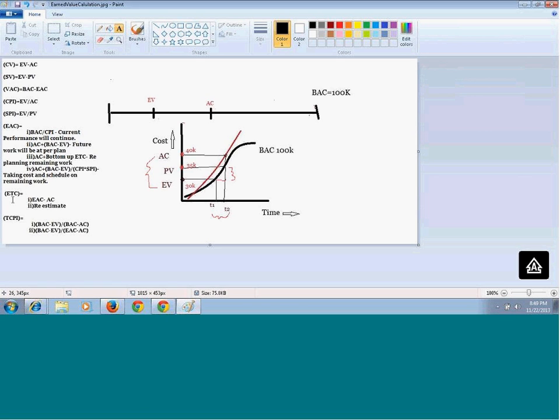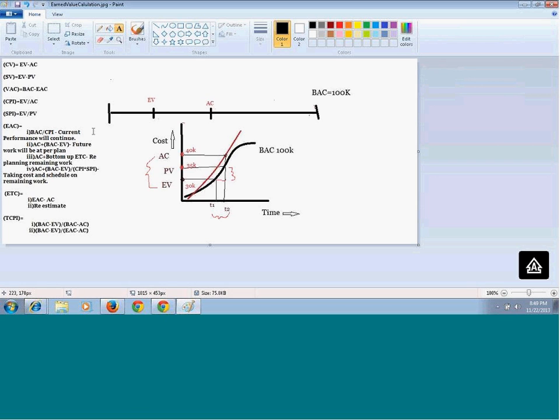Now estimate to complete. Here you are just going to forecast how much money you will require to complete the remaining work. That will give you EAC minus AC. This is a very simple formula. You just estimated before what your estimated cost at completion would be. Now if you subtract the actual cost you already spent, that is the remaining amount you are going to spend. That is the estimate to complete.